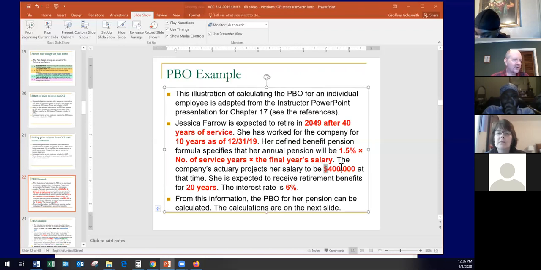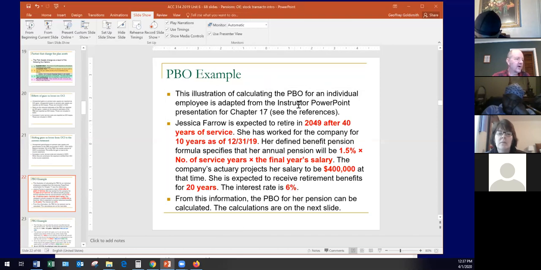Okay, now $400,000 sounds like a lot, but we don't know how high up in the administration Jessica is. And that $400,000 includes not only pay raises, but expected future inflation. So it might actually not be all that high, depending on how bad inflation is. So she'll receive retirement benefits for 20 years. The interest rate to use is 6%. So for this individual, what would the company calculate is the amount that they currently owe her?